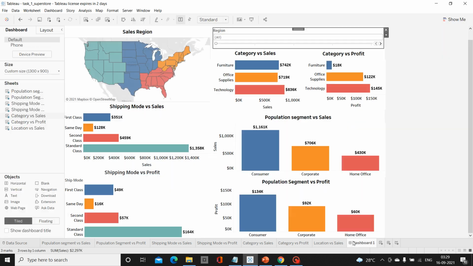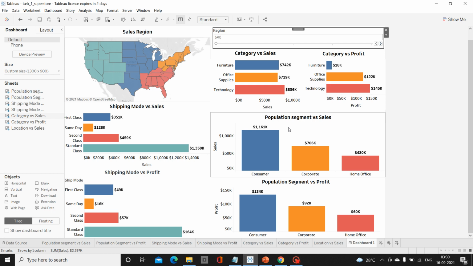So now, moving on to the dashboard. This is the dashboard created from the data provided to us. Here, in the map, we have divided the states of the United States of America into 4 regions, which are West, Central, East, and South. I have represented the factors affecting the sales and profit in vertical and horizontal bar charts.